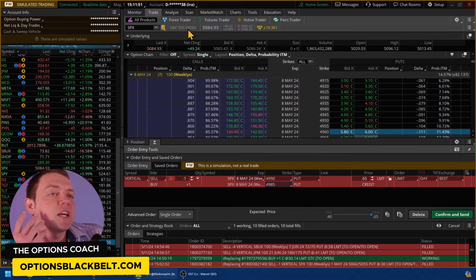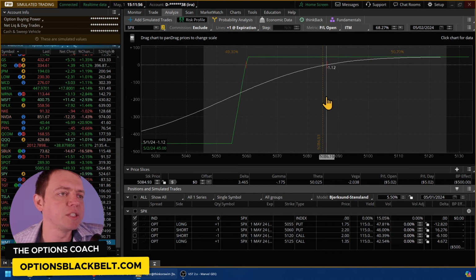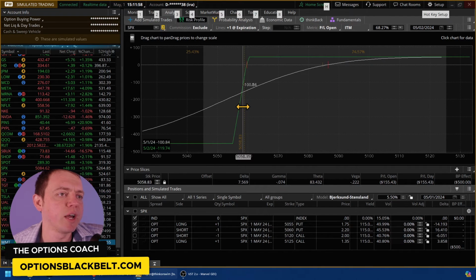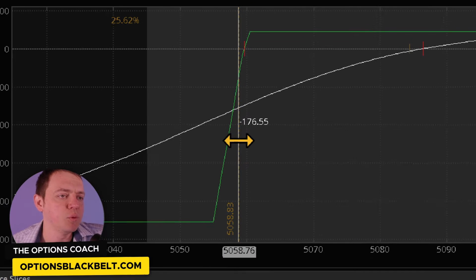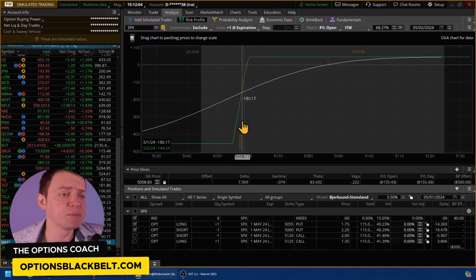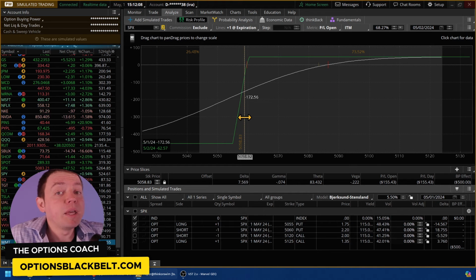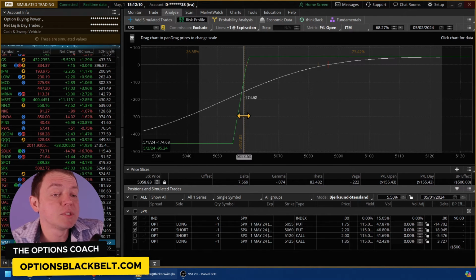Now with SPX, there's kind of no assignment. It's cash settled, so you don't have to worry about that. So even if the price starts getting into this area where now you're down like $100, what you can do is roll it, closing this position down, take your $170 loss and try and make that up. It may take you 2 or 3 times to make that up.